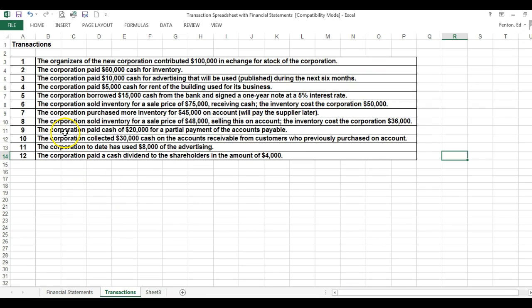Transaction 8. The corporation sold inventory for a sale price of $48,000. On account, we're not collecting cash at this point. The inventory cost $36,000. So again, we're selling inventory that cost us $36,000 for a sale price of $48,000.